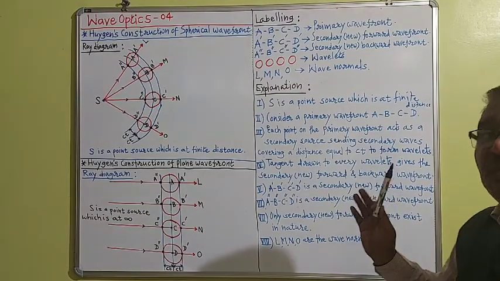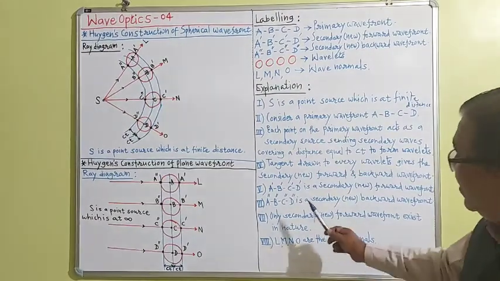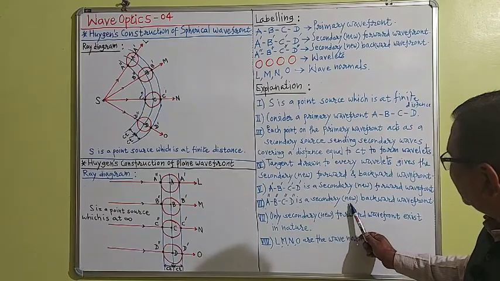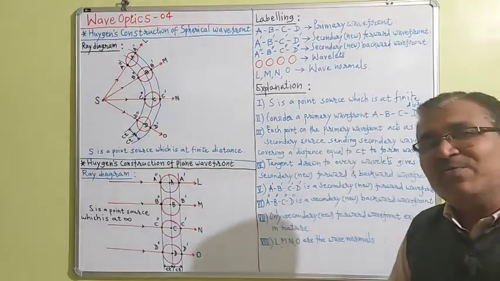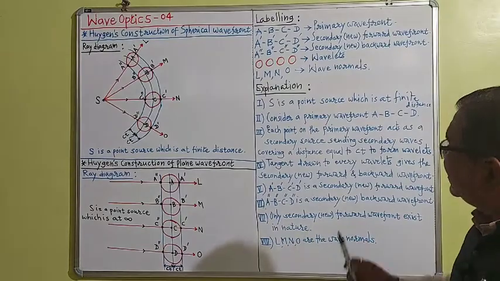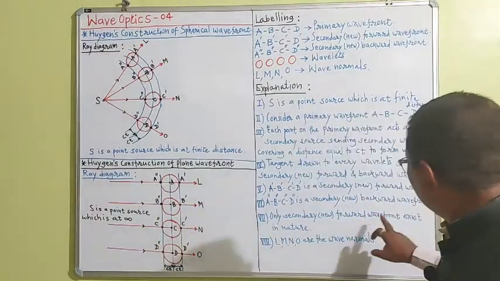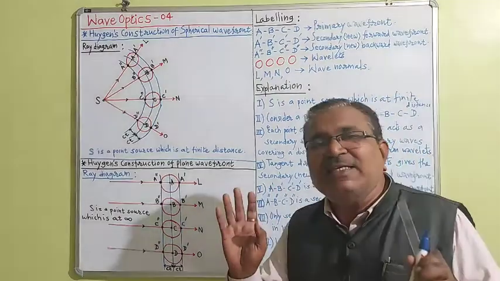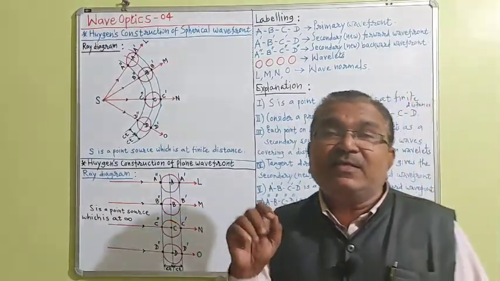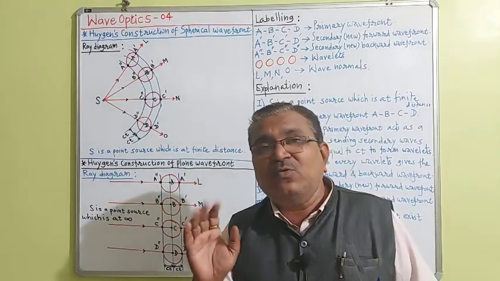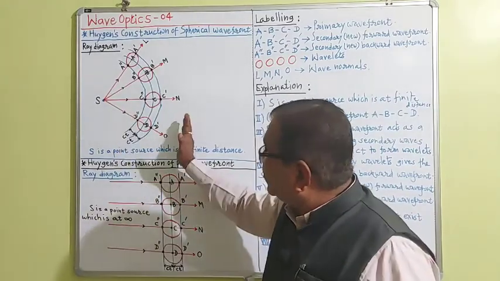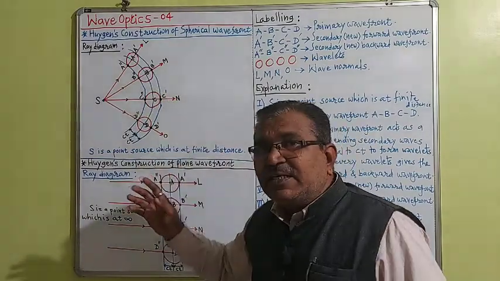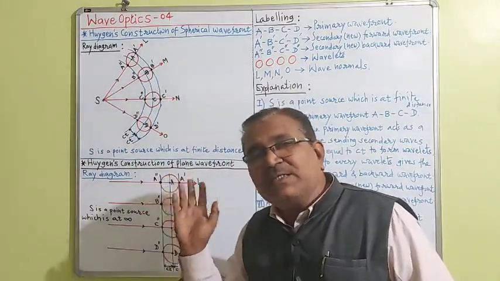spherical wavefront. Then A double dash, B double dash, C double dash, D double dash is a secondary (new) backward wavefront, like this. Only the secondary forward spherical wavefront exists in nature. Only the secondary (new) forward spherical wavefront exists in nature, that is A dash, B dash, C dash, D dash.